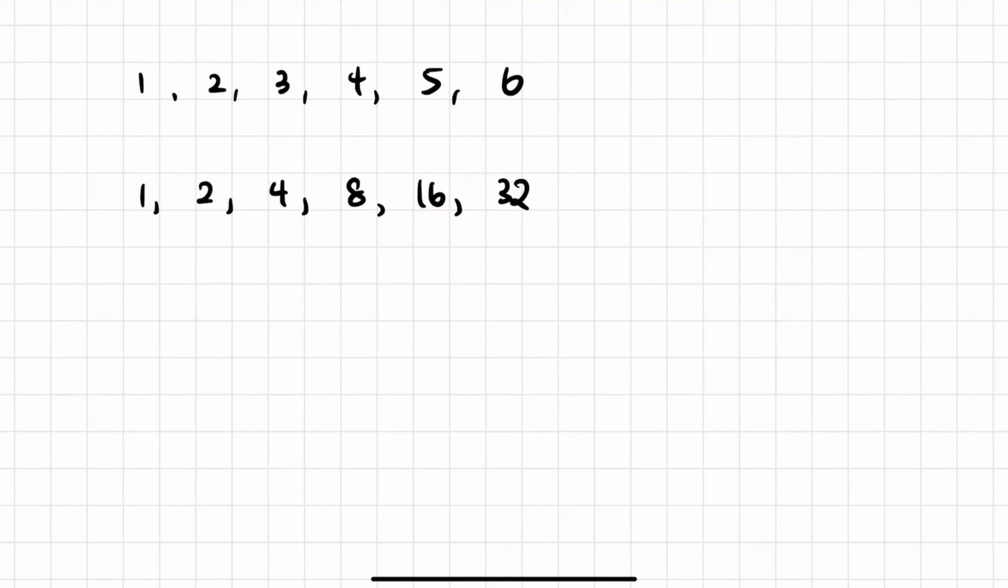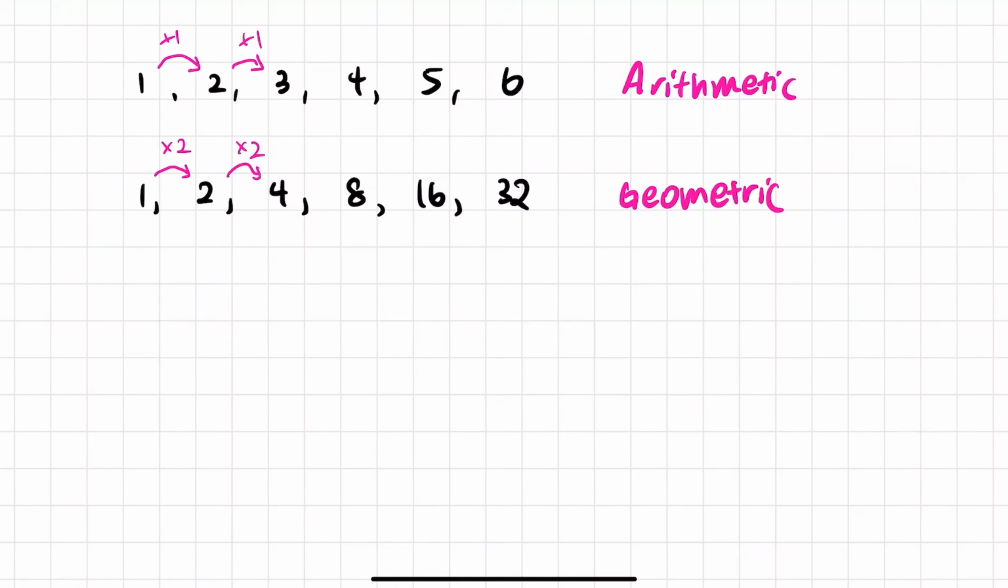As opposed to the sequence on the bottom, it's not going up by the same number. We're not adding a particular number. In this case, we're actually multiplying to get to the next number. So we can see from here to here, we're just plus 1, and from here to the next one, we just keep adding 1, whereas in this one, we're multiplying by a certain number. So this is what we call an arithmetic series, and this is what is called a geometric series.